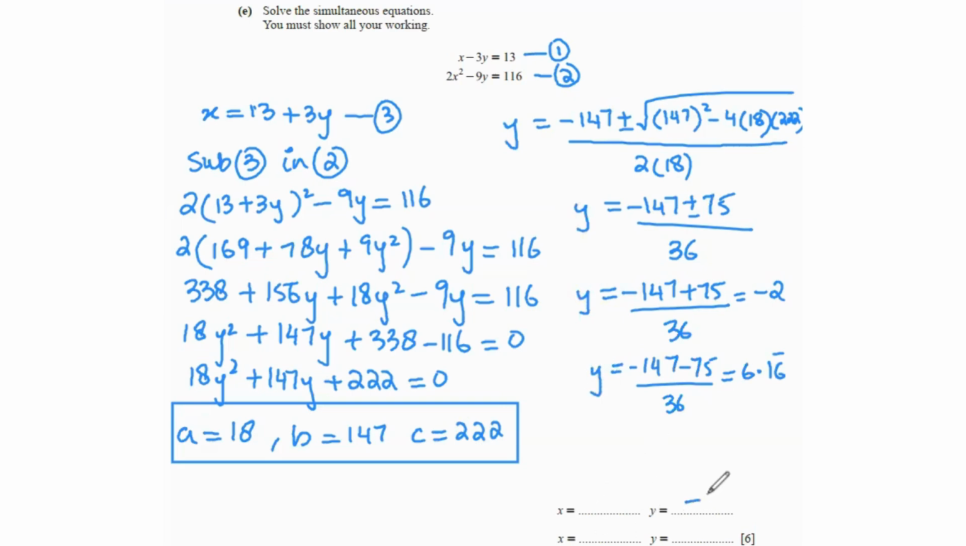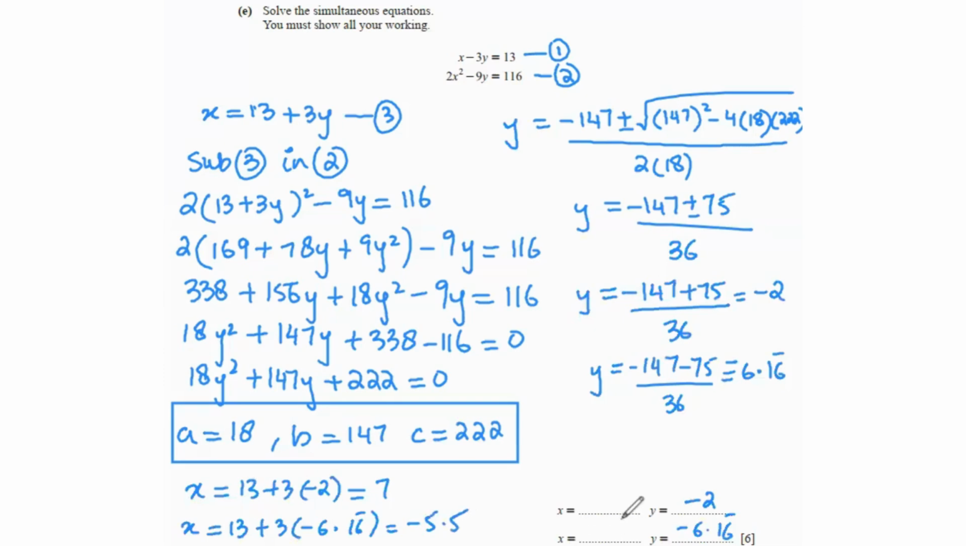Okay, so y is negative 2 and negative 6.16 recurring. So now we're going to substitute these in the third equation, which was the x equation, to find the value of x. So x is going to be 13 plus 3 times negative 2, which gives us 7. And x equals 13 plus 3 times negative 6.16 recurring. That gives us negative 5.5. So x is 7 and negative 5.5. These are your values of x and y for this simultaneous equation set.